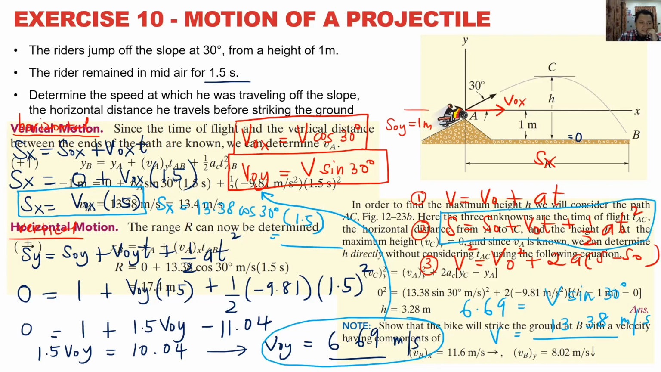Since the type of flight and the vertical distance between the ends of the path are known, we can define VA. YB, -1 and 0. VA sin 30. It's the same, did we calculate wrongly? It looks okay. Probably we didn't calculate properly. V naught Y is 6.69. 13.38. Yeah.